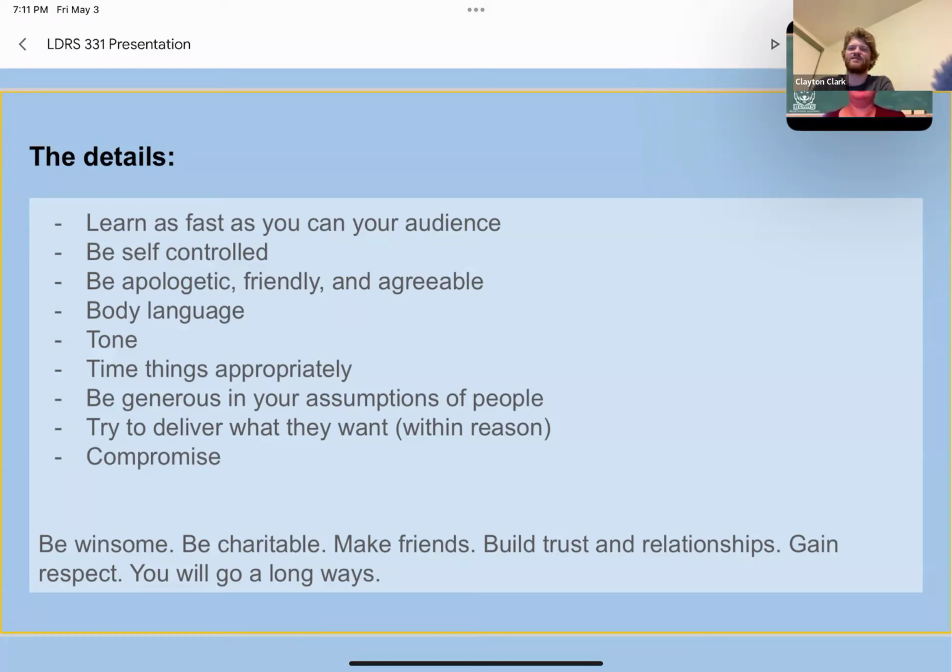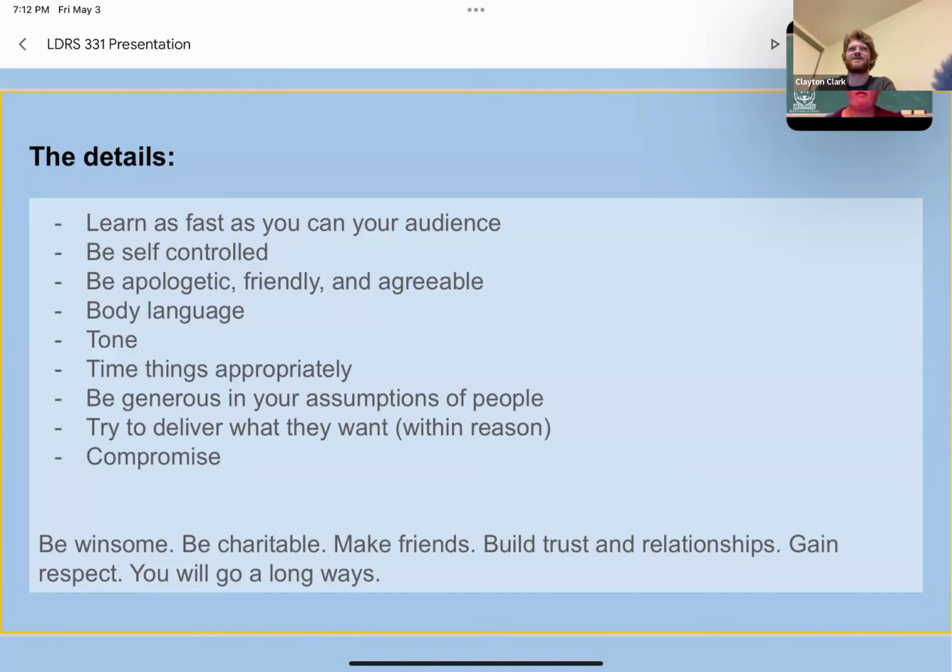Also, time things appropriately. I'm sure that all of you probably have been in romantic relationships, for example, and you know that there's certain times where you just shouldn't bring things up. Don't set yourself up for failure from the get-go by starting and initiating conflict when tension is already high. Why not set yourself up for success by making sure that you're in a good environment and a good situation to deal with any sort of conflict?